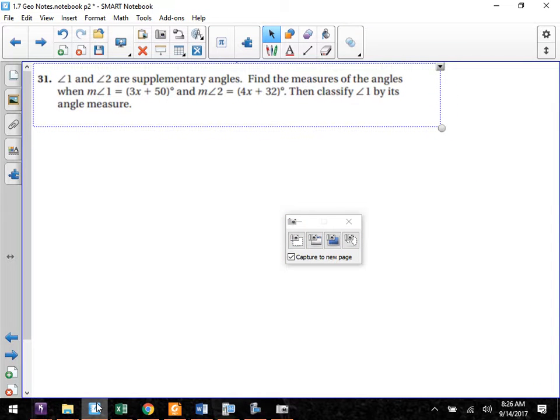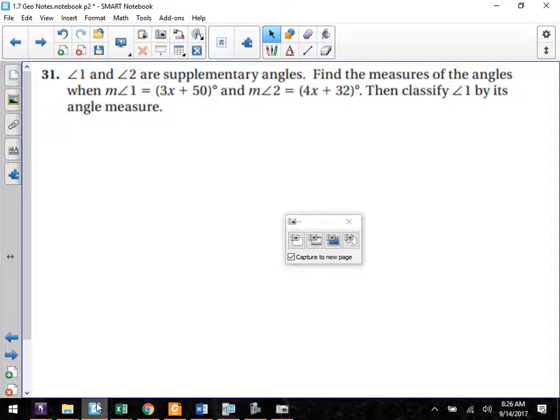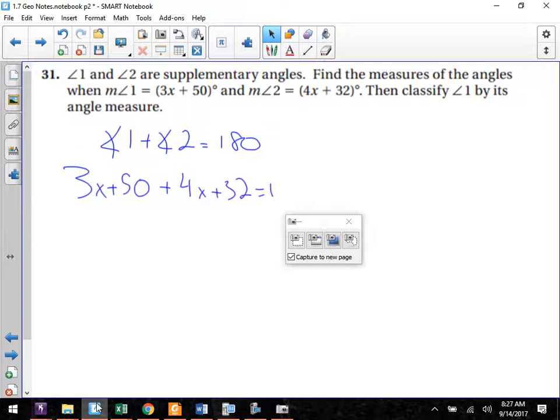So number 31, it tells you that you have supplementary angles. Supplementary angles add up to equal how much? 180. Very good. So that means angle 1 plus angle 2 is 180. Fill in the blanks to what they are then. You get 3x plus 50 plus 4x plus 32. Yes, sir. Very good.